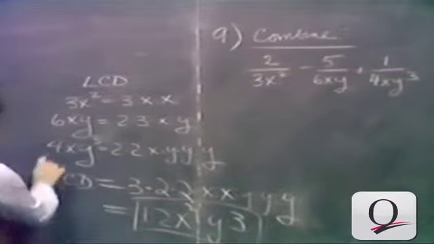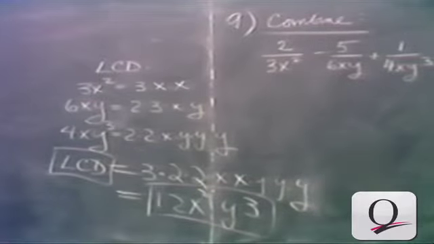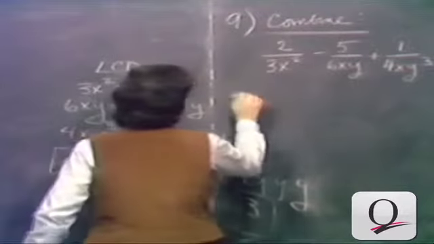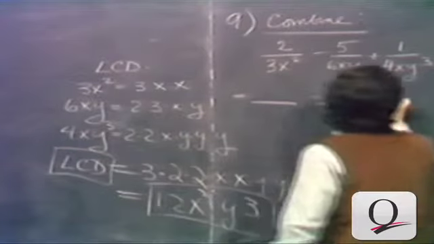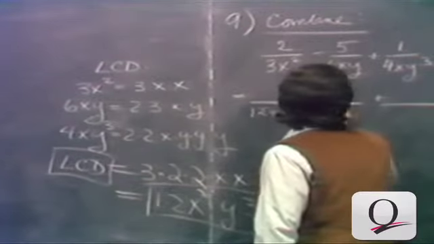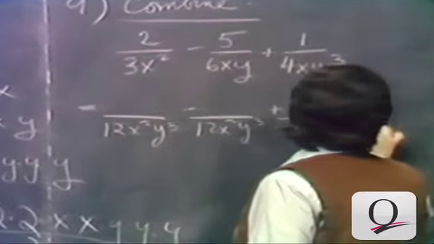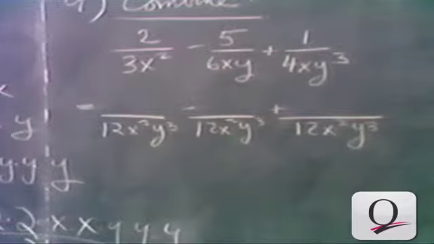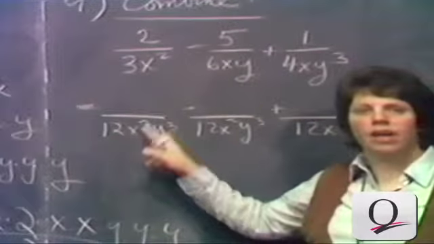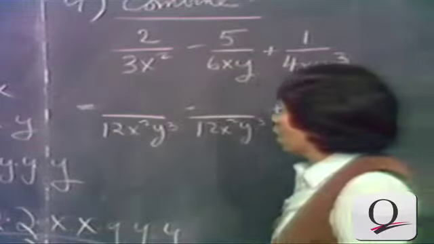That's our LCD. In other words, we are going to build fractions equivalent to each of these fractions having the denominator 12x squared y cubed. And in each case, we're going to ask ourselves, what did we multiply the denominator of this fraction by to get this denominator? And whatever we did to the denominator, we're going to have to multiply the numerator by the same quantity.